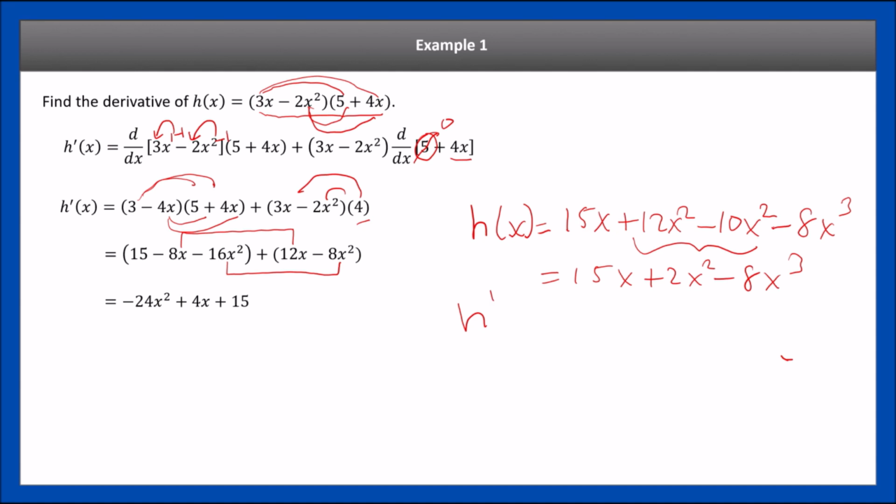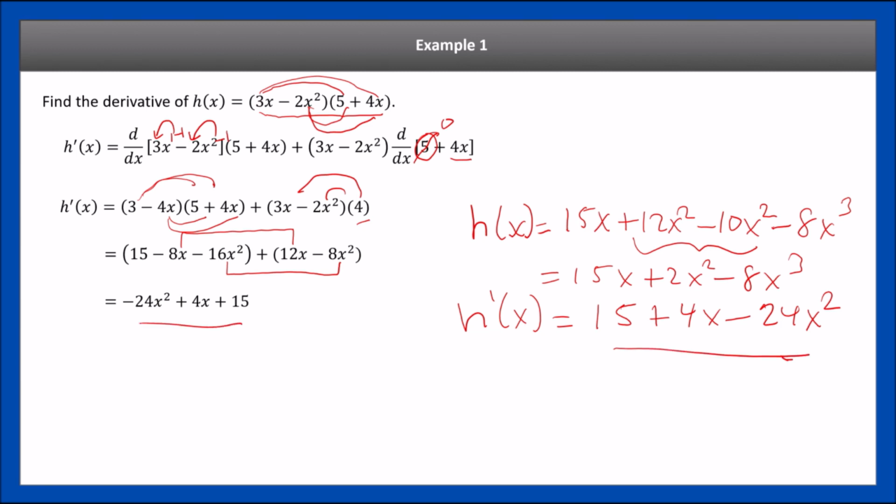And then I can go ahead and take the derivative. So I use the power rule. So I get 15. The derivative of x is just 1. The derivative of x squared is 2x, so this becomes 4x. The derivative of x cubed is 3x squared, so then we got 3 times 8 is 24, so 24x squared. Well, if you notice, it's the exact same solution that we have here, okay?